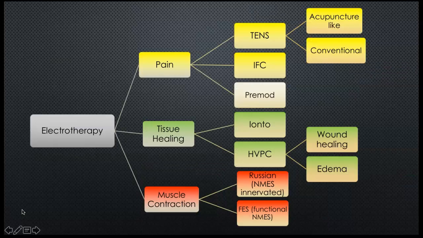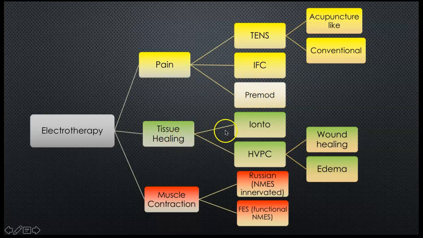So here's kind of a breakdown. It doesn't have everything on it, but if you think about electrotherapy, there's three main reasons we use it, right? For pain, for tissue healing, and for muscle contraction. And within that, you have different types of electrical current. For pain, we're going to talk about using TENS, transcutaneous electrical nerve stimulation. And even within TENS, there's a couple different kinds. You can do acupuncture-like, you can do conventional. You can also do something called interferential current. You can also do something called premodulated current. There's lots of different options.